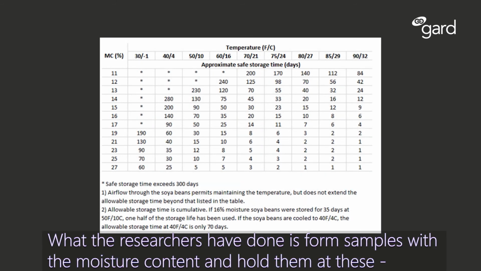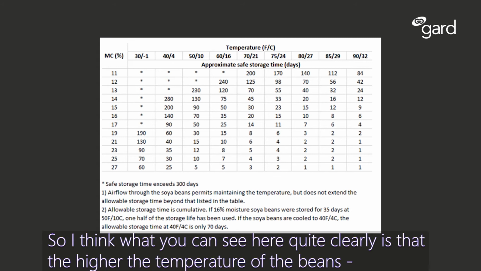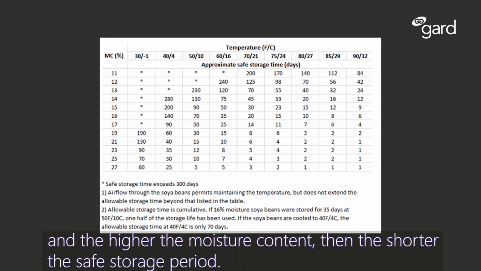So what the researchers have done is form samples with this moisture content and hold them at these specific temperatures, and then assess the soybeans for damage. I think what you can see here quite clearly is that the higher the temperature of the beans and the higher the moisture content, the shorter the safe storage period.